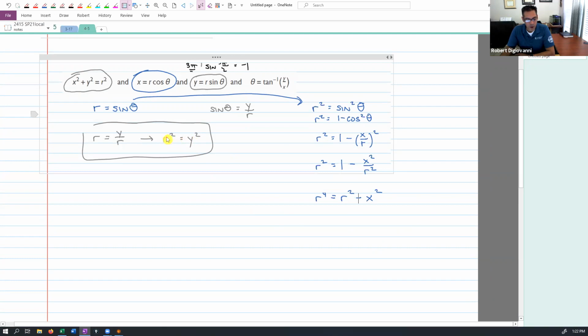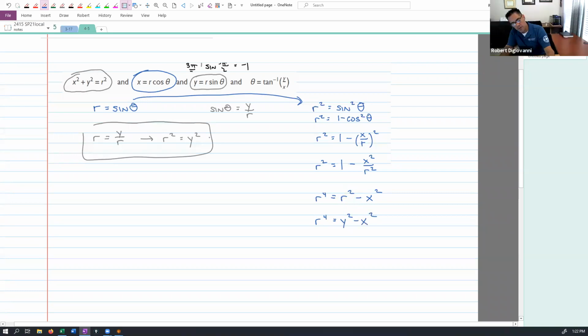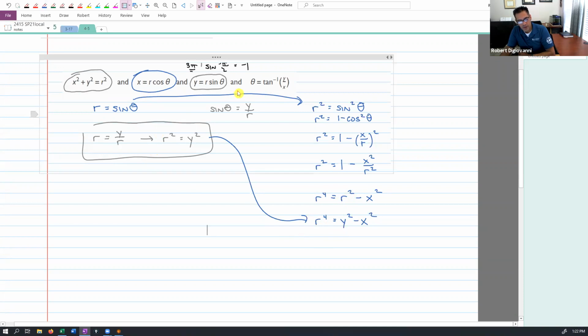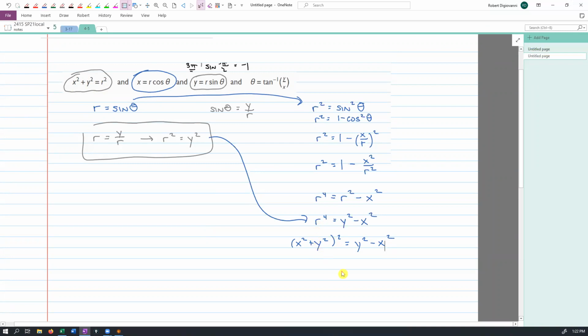What could we do here? If r squared is y squared, I could replace that with y squared, couldn't I? Using this. Okay, still not a circle yet. How could I rewrite r to the fourth using this equation? Couldn't I do x squared plus y squared equals y squared minus x squared? Right? I could do that.